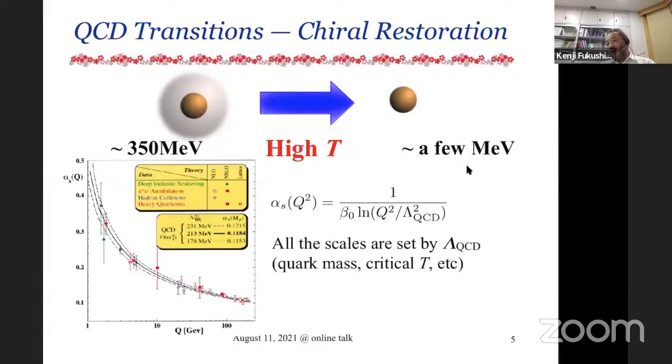But if the temperature is high, and this temperature scale is again characterized by lambda QCD, so if T is comparable to lambda QCD, the interaction becomes weak, due to asymptotic freedom. Eventually the interaction becomes too weak to keep this interaction cloud, and then the cloud is gone, and you get the bare quark, which is almost massless. So in this sense, the mass is completely gone when the temperature is raised, and this is a phase transition in terms of the mass.